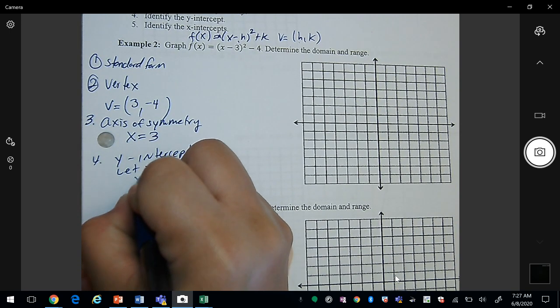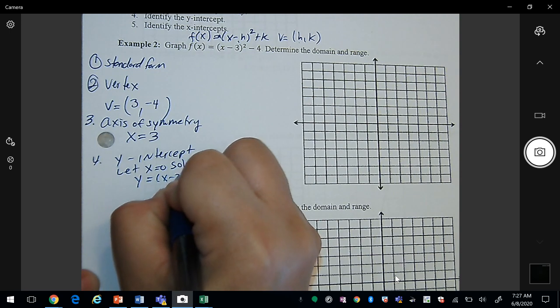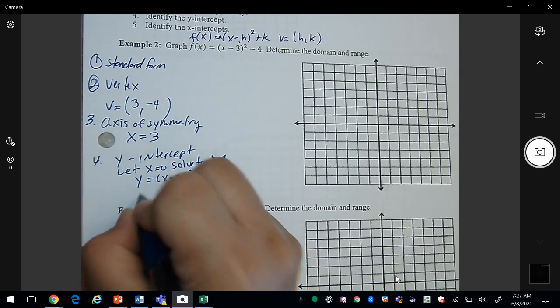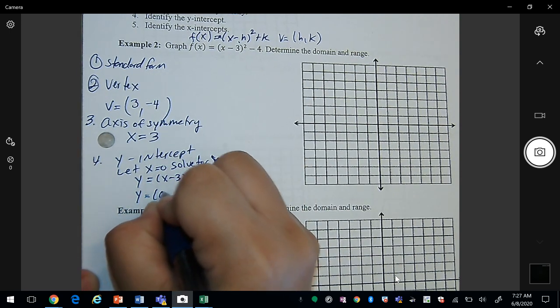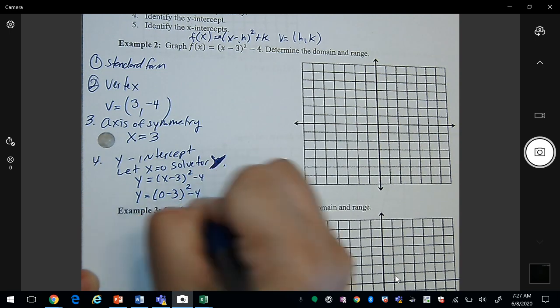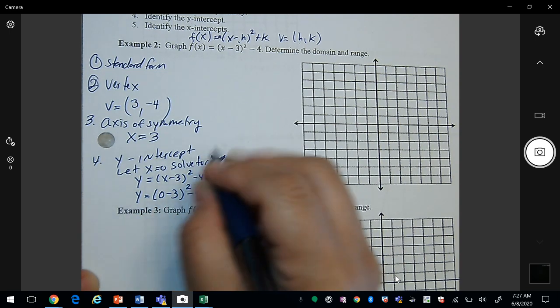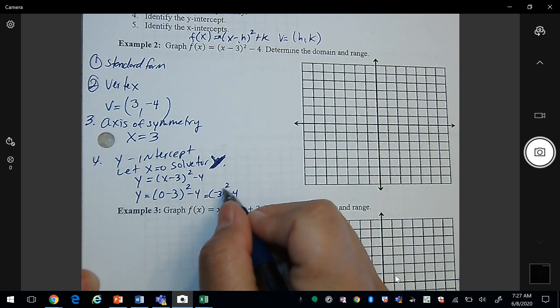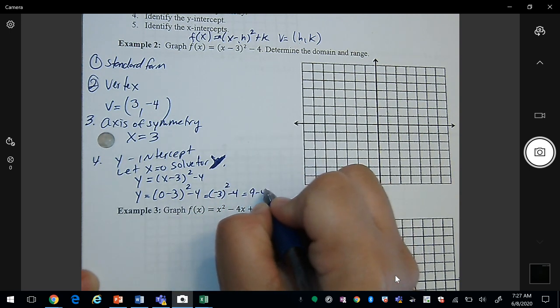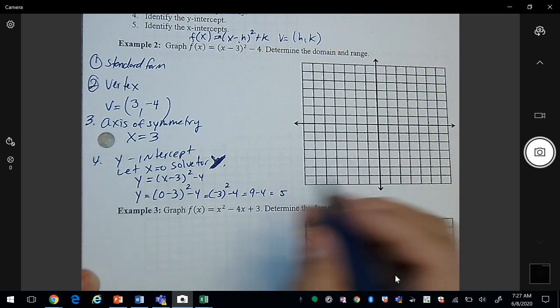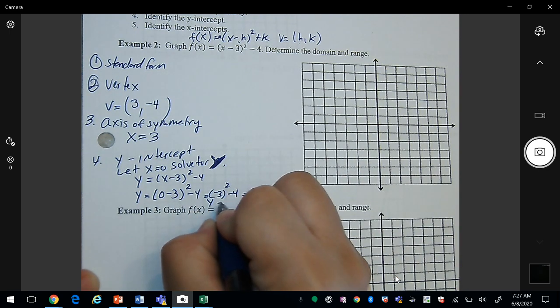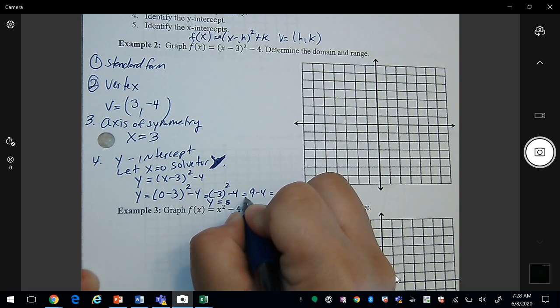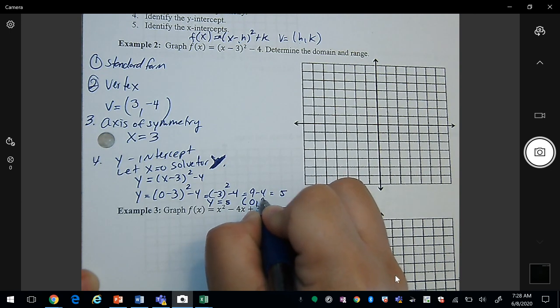So here's my equation. I'm going to let x be 0. So 0 minus 3 is negative 3, squared, minus 4. Negative 3 squared is 9. Minus 4, so we get 5. So my y-intercept is y equals 5, and we can write it as (0, 5).